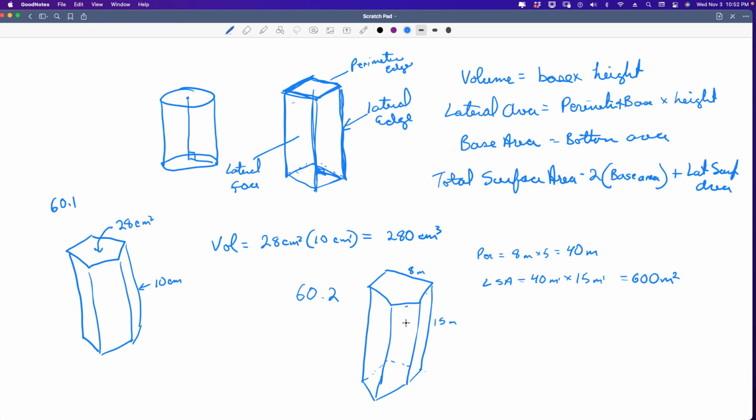All right, regular means that all the sides are the same length. So that's why we could take 8 and multiply it times the 5 sides of a pentagon and get 40. And then we take that 40 and multiply it by 15, which is the height, and we get 600 meters squared. And that is just what is around here, okay? Just what is around the sides, because we were only looking for the lateral surface area. That's our LSA, which is right here.